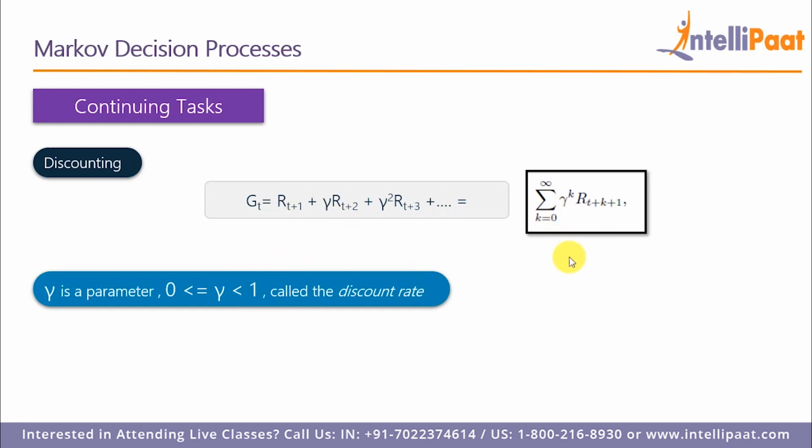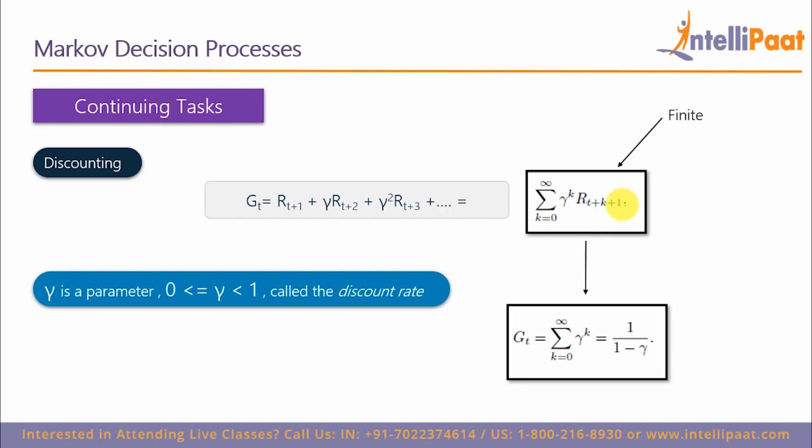Now this expression is infinite. But if we want to make this finite, we'll concisely write the sum as this expression, which is guaranteed to be finite. To get here from this expression, we'll assume that R max is the maximum reward that our agent can receive. So we'll pull this term out of the equation since it will be a constant, because this is the maximum reward that our agent can receive.